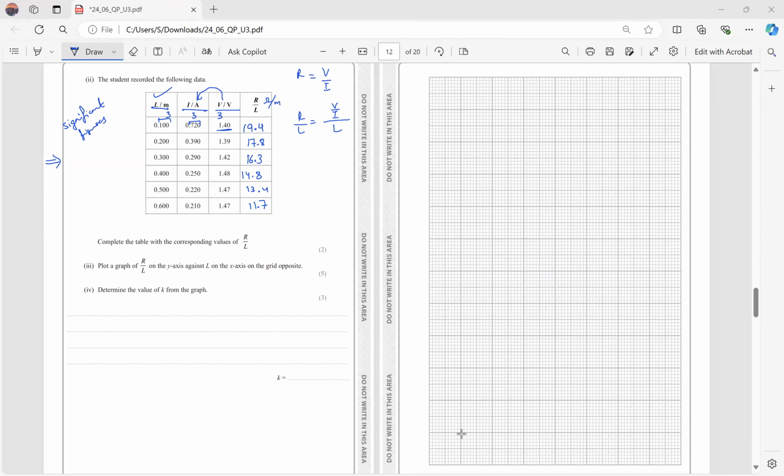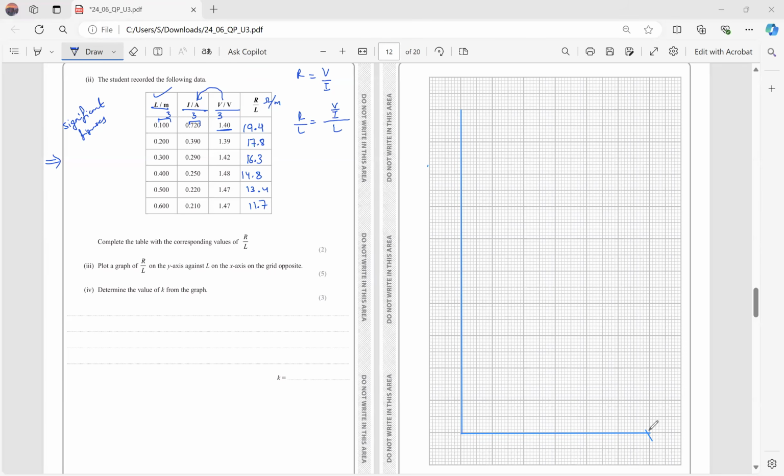Right, so let's draw the x-axis. Here we've got the x-axis, and let's draw the y-axis now. Here we've got the y-axis. Remember to always label your axis. That's very important. Don't just leave it like that.